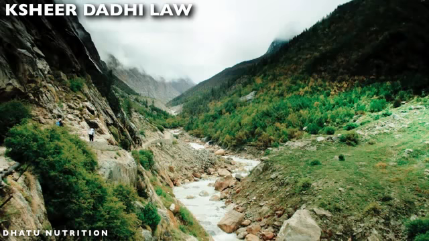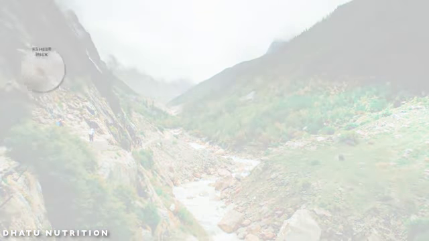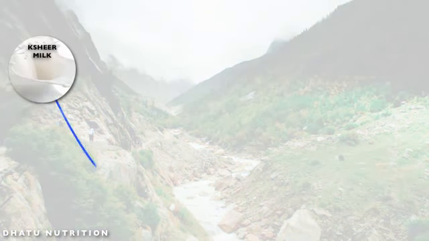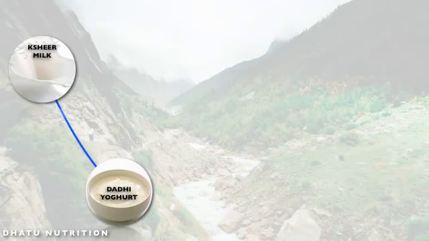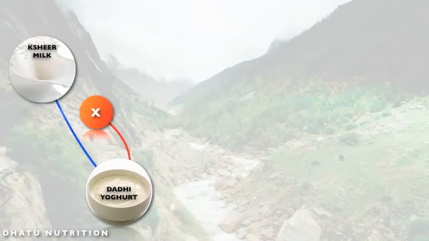Sheer Dadi Nyaya. Sheer means milk and Dadi means yogurt. This most accepted law states that as milk is transformed into yogurt, similarly one dhatu transforms into another. Just as yogurt cannot be converted back to milk, this dhatu transformation is unidirectional. This is known as Shir Dadi Nyaya.